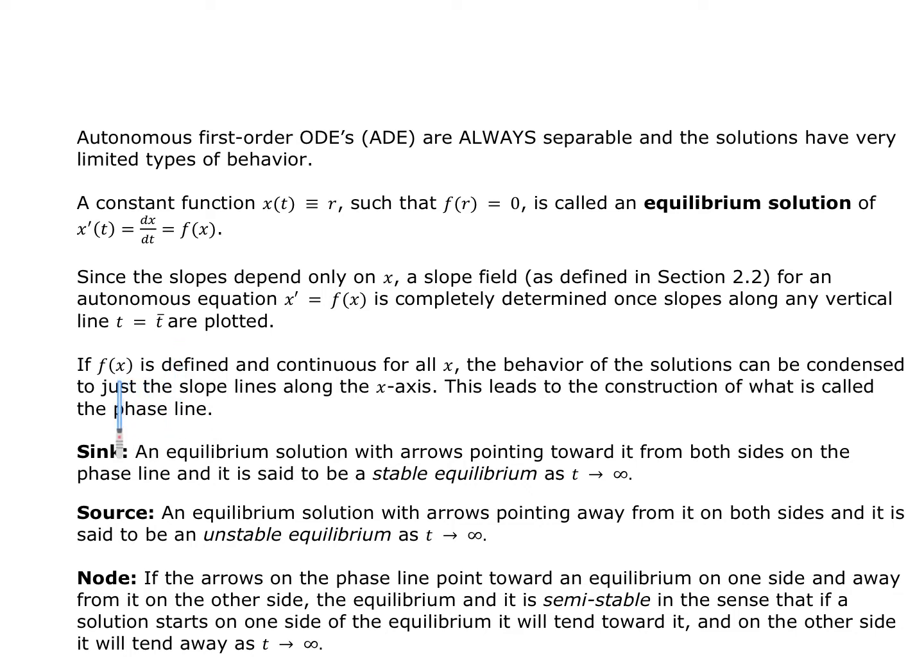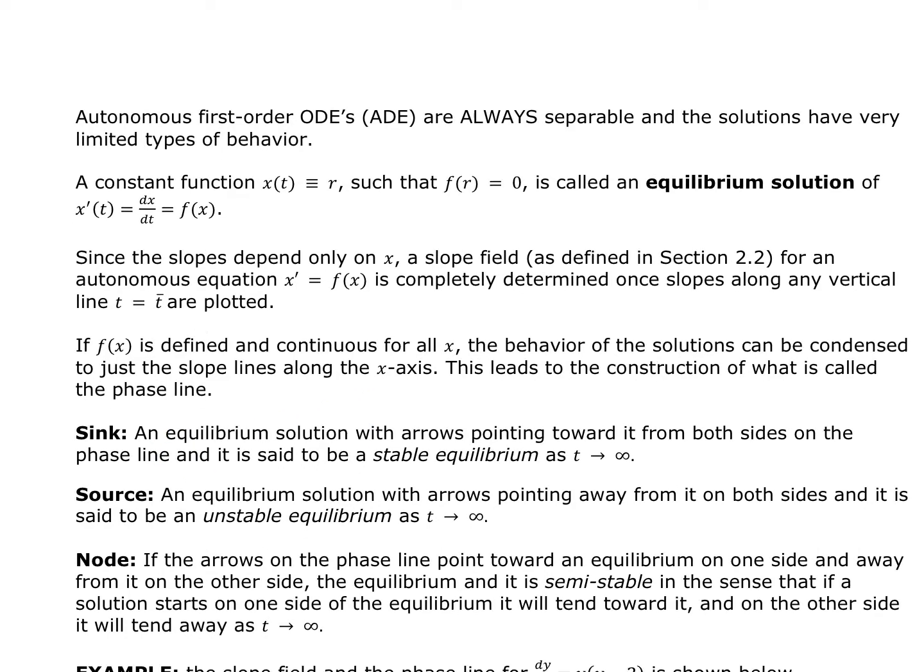If f of x is defined and continuous for all x, the behavior of solutions can be condensed to just the slope of the lines along your dependent axis. In this case, if my dependent variable is x, then it would be the x-axis, which would be vertical. If I'm talking about the dependent being y, it would be the y-axis, which is vertical. And we call this a phase line.